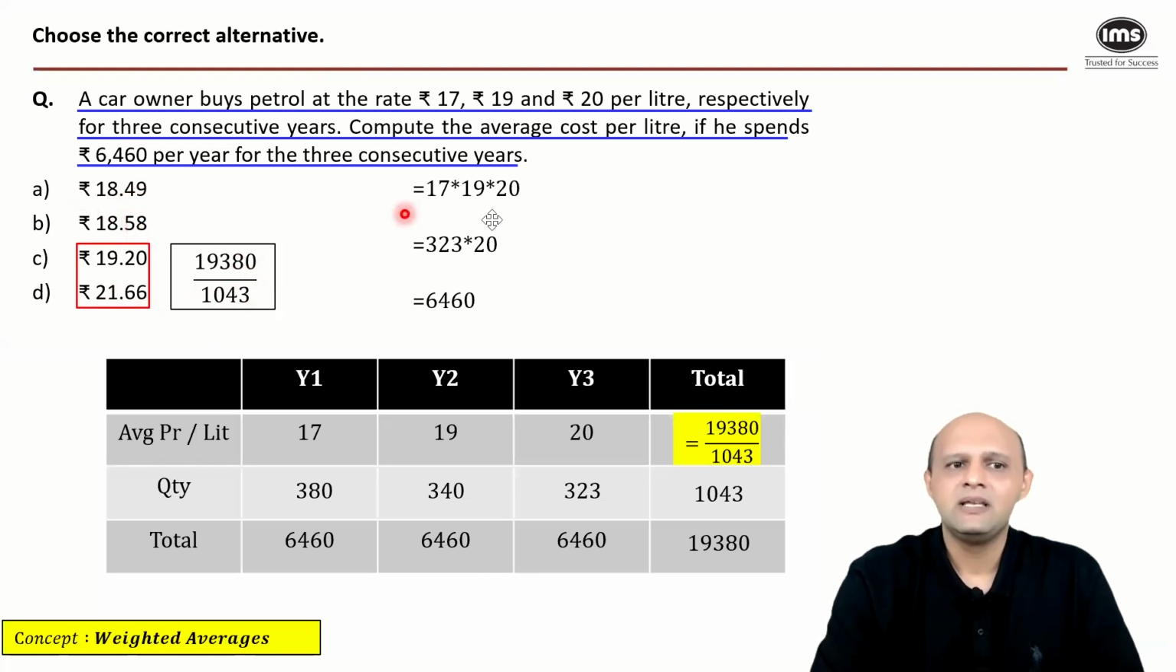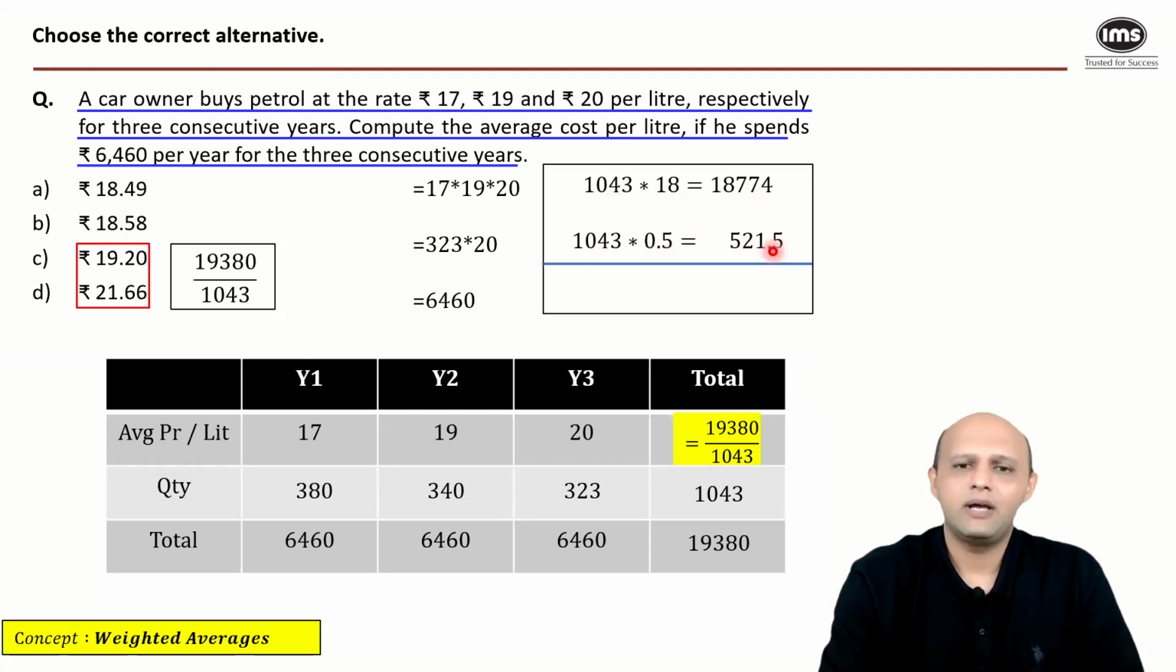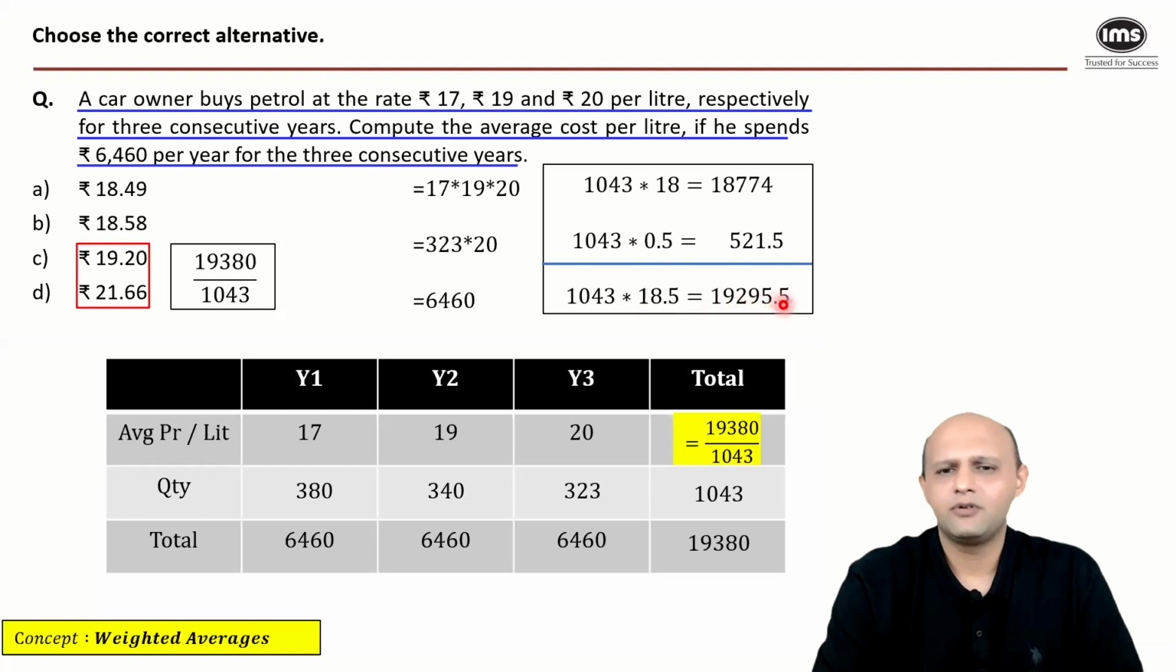Now this is interesting. Just to differentiate between these two values, you calculate 18.5 times the number. So what is 1043 into 18? 1000 into 18 is 18,000 plus 720 plus 54, which is 774. So 18,774. 1043 into 0.5, which is half, is essentially 521. And if you add the two, you get 1043 into 18.5, which is 19,295.5 or roughly 19,300. Even that is okay.